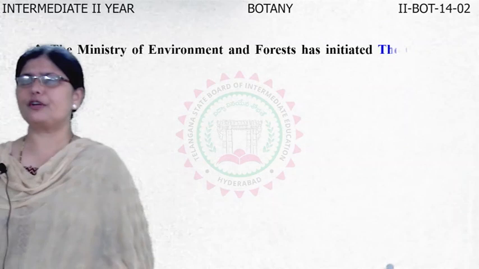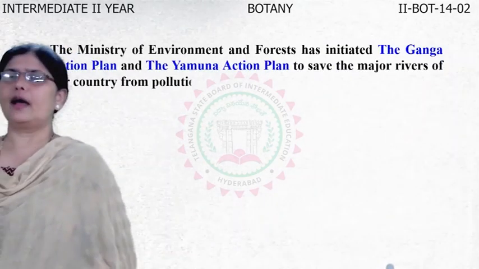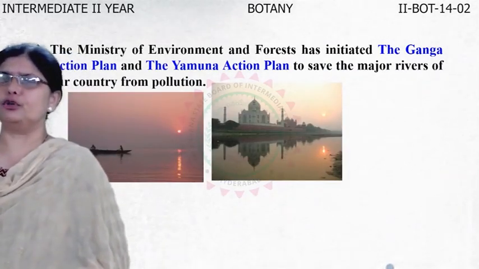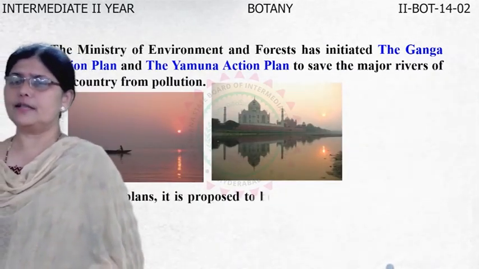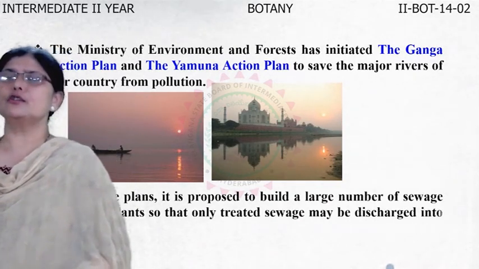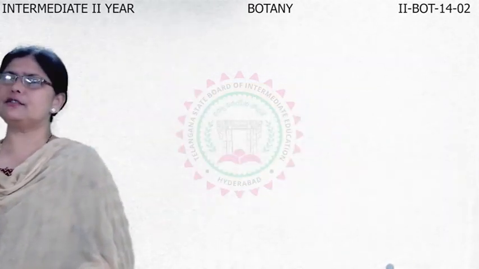The Ministry of Environment and Forest has initiated the Ganga Action Plan and the Yamuna Action Plan to save the major rivers of our country from pollution. Under these plans, it is proposed to build a large number of sewage treatment plants so that only treated sewage can be discharged into the rivers and streams.